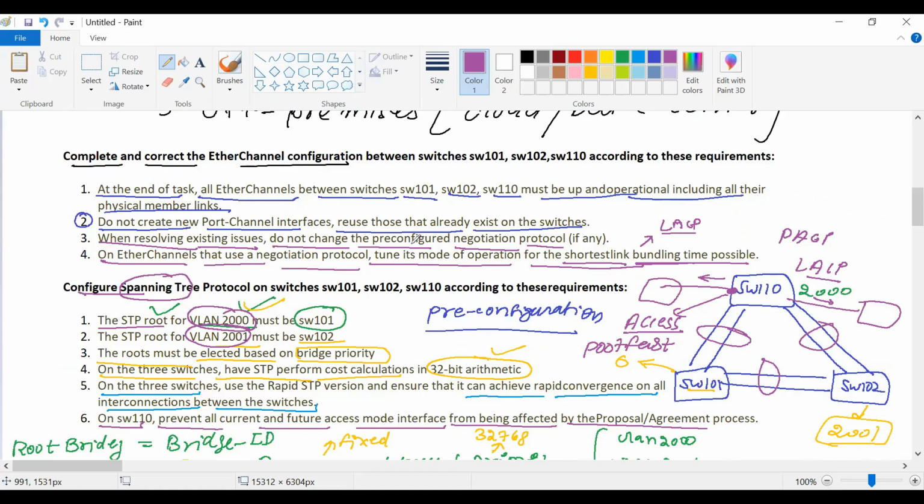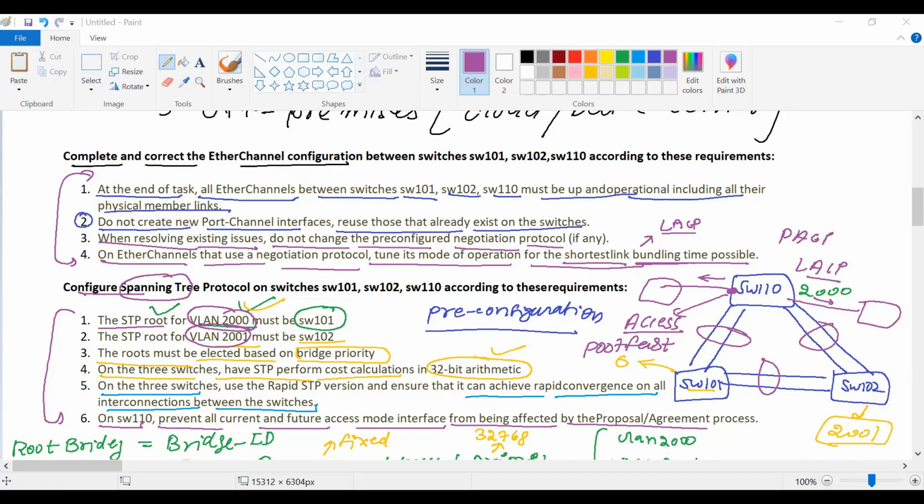So you can see the EtherChannel task is there. You can see the STP task is there. Let me show you one more. So there are 2 tasks in one, sort of like 2 technologies in one task. Yeah. Okay.